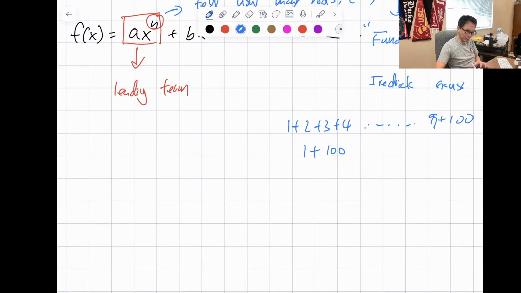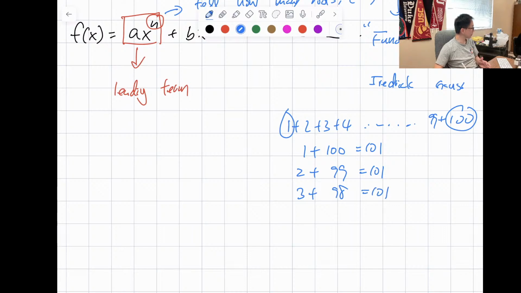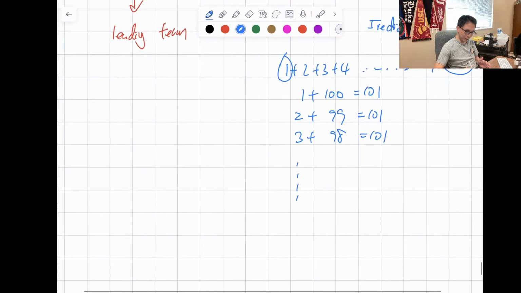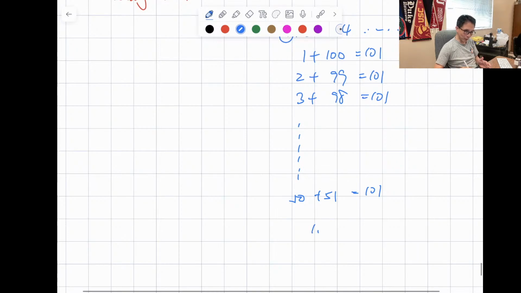But if you take the first number and the last number, you add them, it's going to be 101. If you take the second number plus the second to last number, it's also 101. 3 plus 98 is also 101. And you're going to do that continuously until you get 50 plus 51 equal to 101. So basically, it's 101 times 50. That's equal to 5,050. And that's the answer.